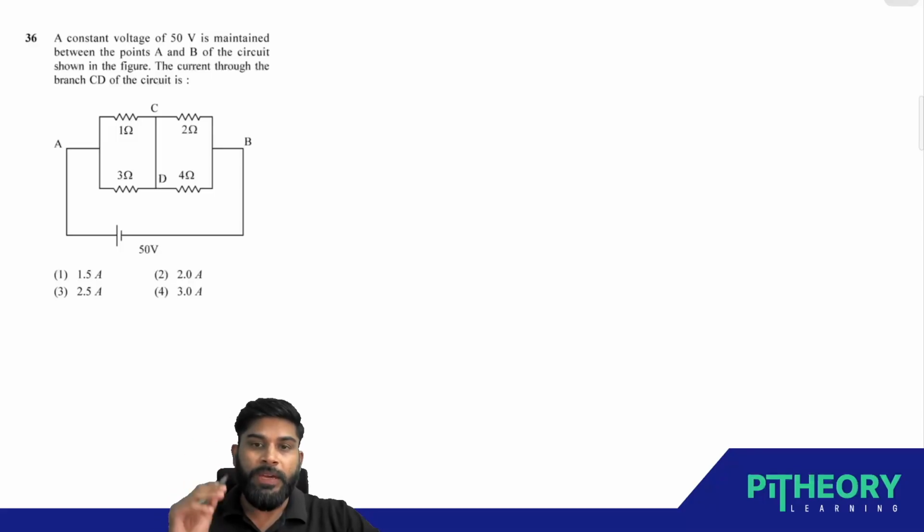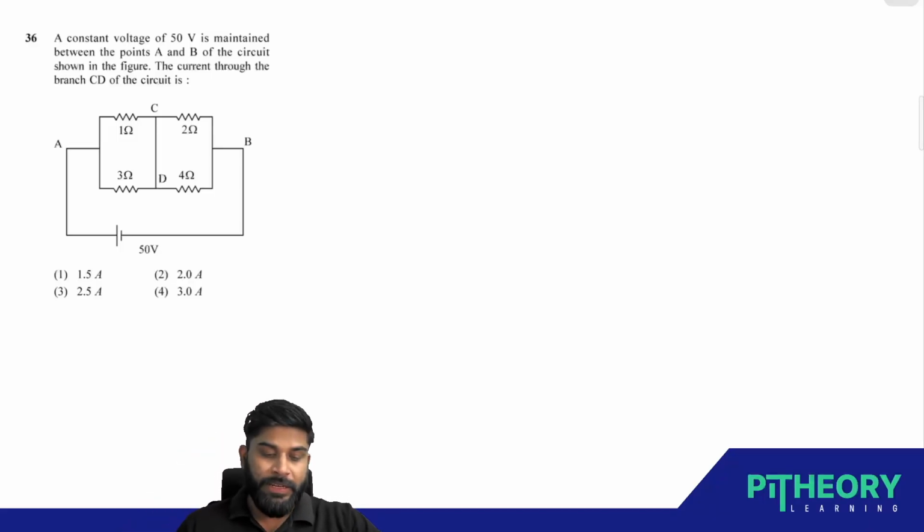Okay, so if we are analyzing in this way, see this branch CD is actually the short between the top branch and the lower branch, correct? So obviously this 3 ohm and 1 ohm are actually in parallel to each other. At the same time, 2 ohm as well as 4 ohm are also in parallel, correct? So their equivalent first we'll find, and these two will be actually in series with each other.